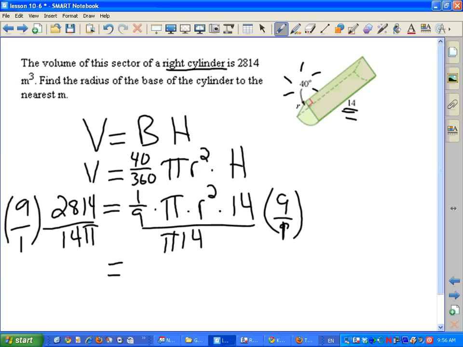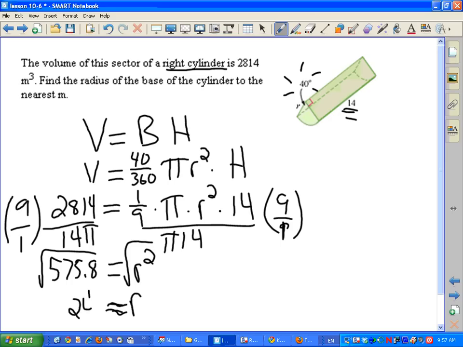And in the end, I end up with, using my calculator, roughly 575.8. And that is equal to r squared. And then I'm going to use my calculator and find the square root of that. And so the radius is, and you know what, I should put approximately 24, and that would have to be meters, 24 meters.